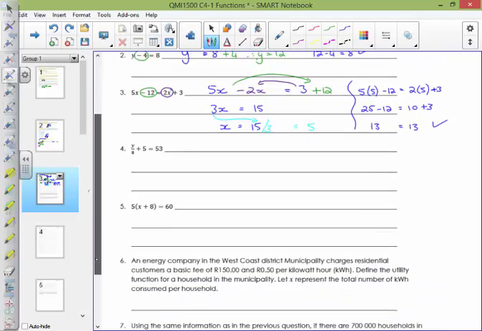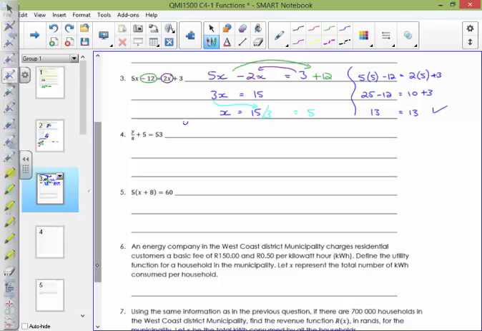Next one. Y over 8 plus 5 is equal to 53. I want to keep my y's on one side and I want to take the plus 5 over. Plus 5 will become minus 5. So y over 8 is equal to 53 minus 5, which is 48. If I want to get rid of the divide by 8, then y would be 48 times by 8. 48 times 8, very big number, 384.